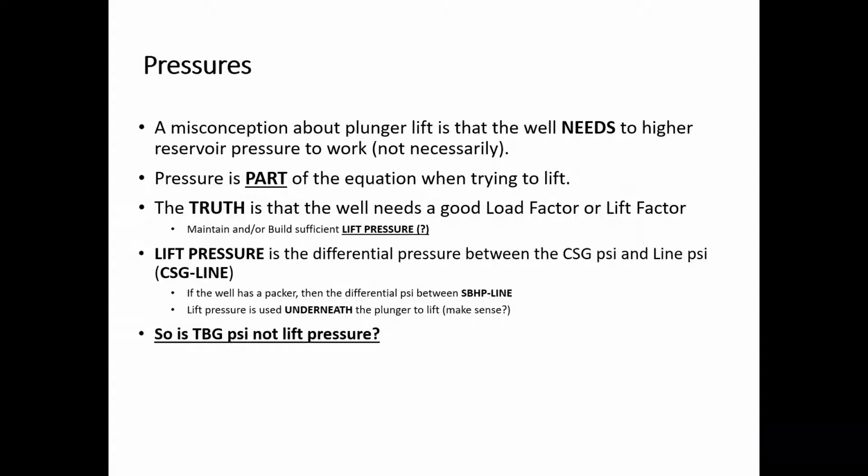Principles of well pressures. A misconception about plunger lift and really any other artificial lift is that a well needs high pressure to work efficiently. This is not the case. Pressures are very important, but are only part of the equation when implementing plunger lift. The well must be able to maintain or build sufficient lift pressure.